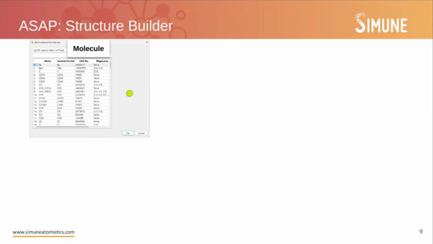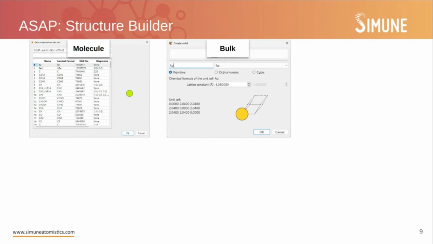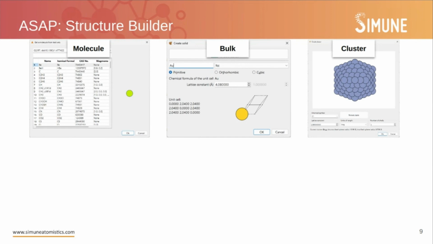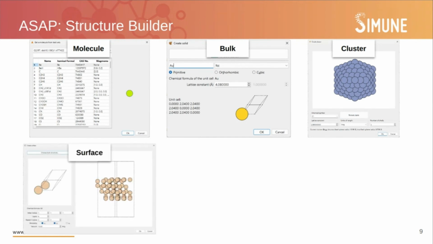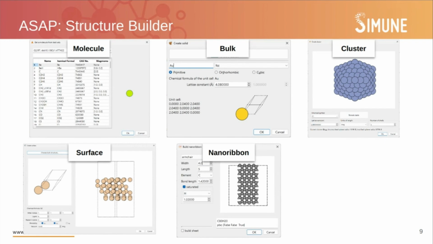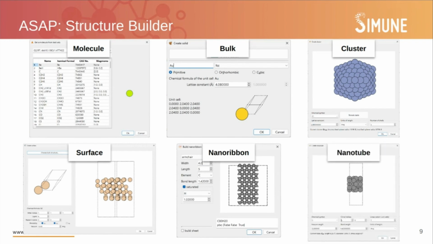And this is a fast view of the different builders. We have a database of molecules. We have the possibility of building bulk from scratch. You say which elements you want, and ASAP is going to suggest some lattice structures that you can further change. Icosahedral clusters can be easily created, as well as surfaces. The surface tool is quite interesting for me. It's quite nice because you first select a bulk and then you cut this bulk along the direction you prefer. And then it's also possible to create nanoribbons and nanotubes with just a few clicks.